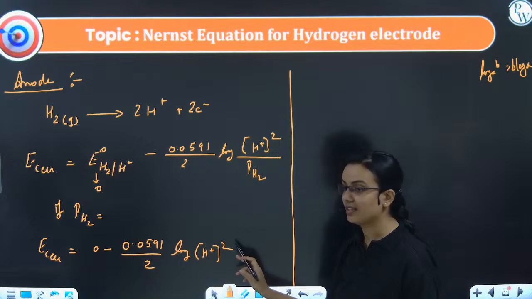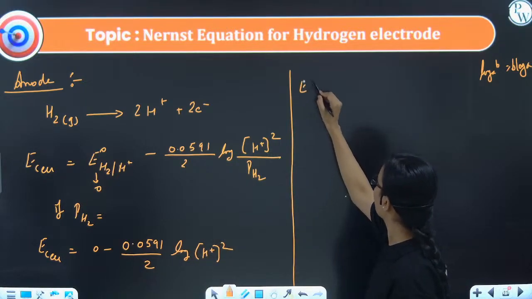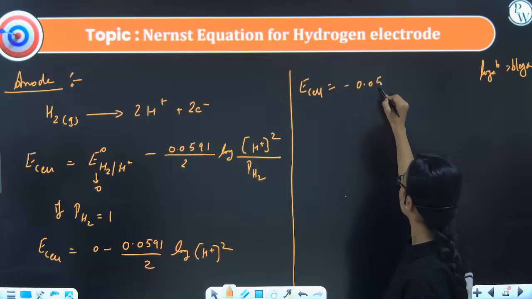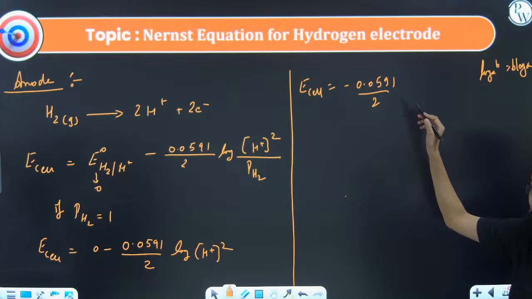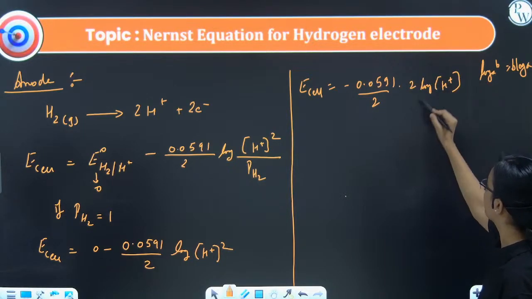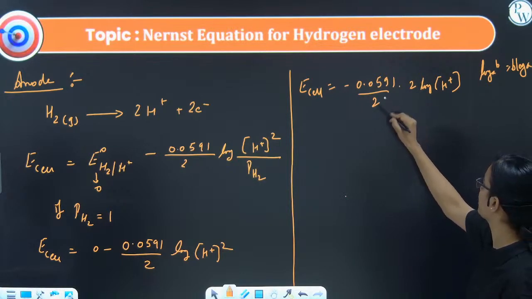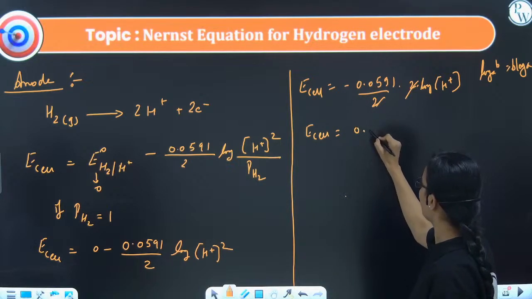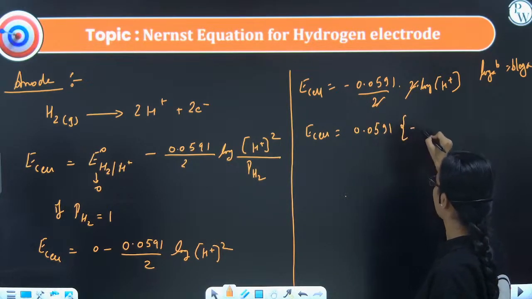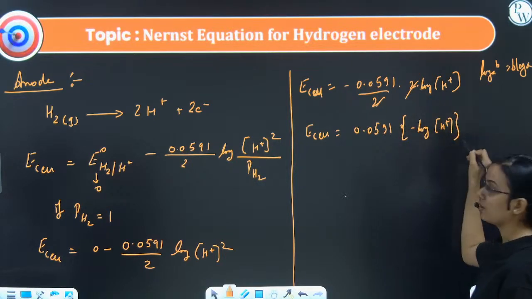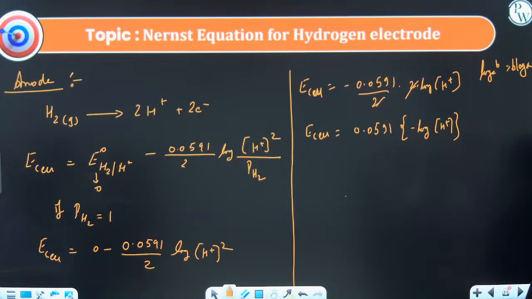Log A to the power B क्या आएगा यहाँ पे? What will come? 2 into log of H plus ion concentration. Can I cancel this 2 and 2? Multiplication में cancel हो जाएगा. E cell is equals to 0.0591. I am writing it as negative log of H plus ion. ये क्या होता है? Negative log of H plus ion is pH.